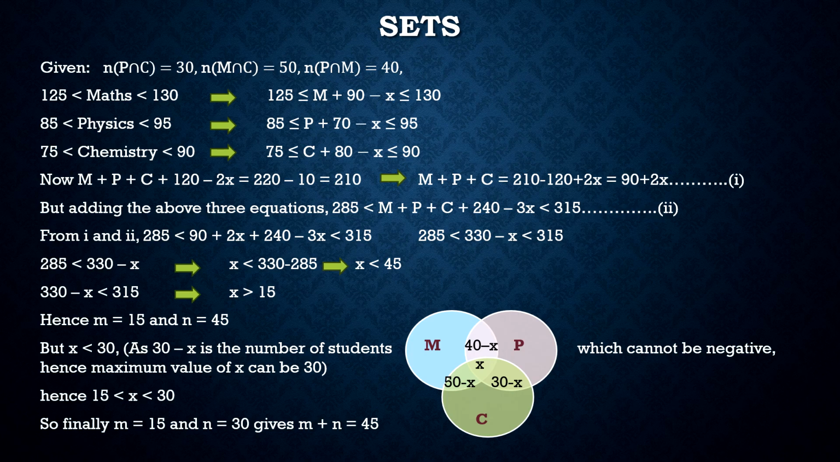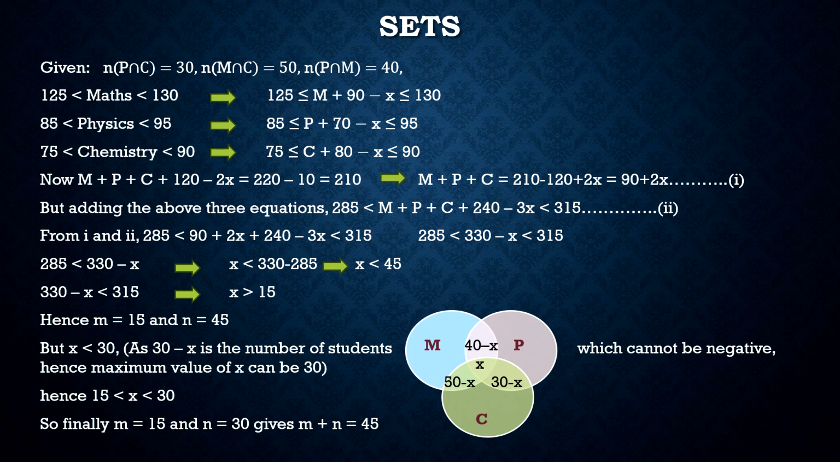Can n be equal to 45? No. Because if you see, you are having 30 minus x is the number of students which are studying physics and chemistry both. So now that can be, number of students cannot be negative anytime. That means if I put the value of x as 45 in it, 30 minus 45 is negative. So x cannot be 45.